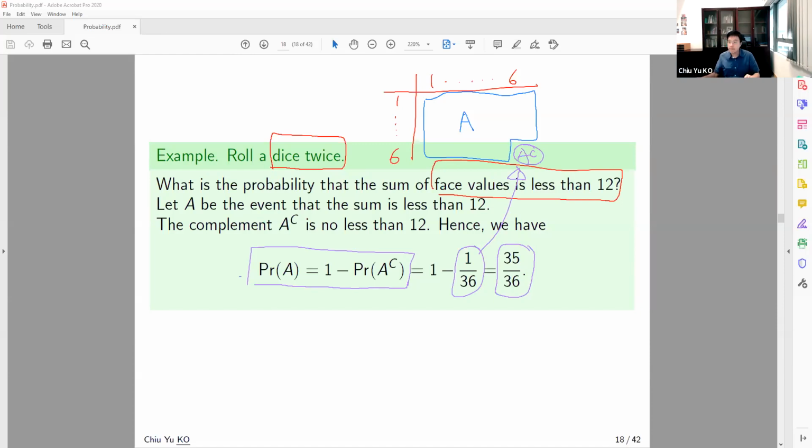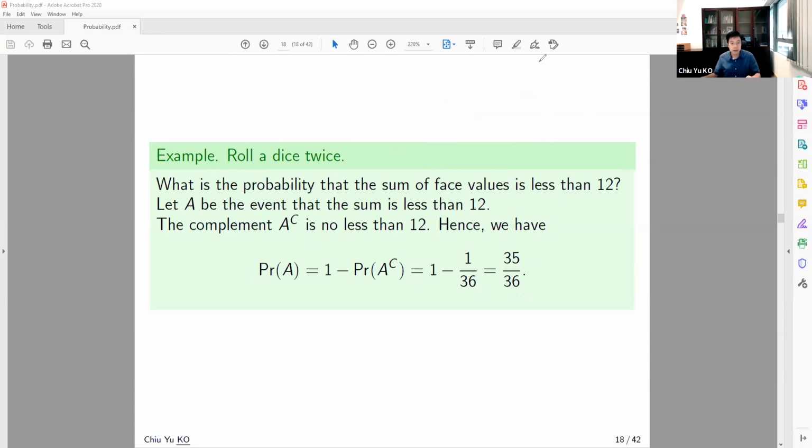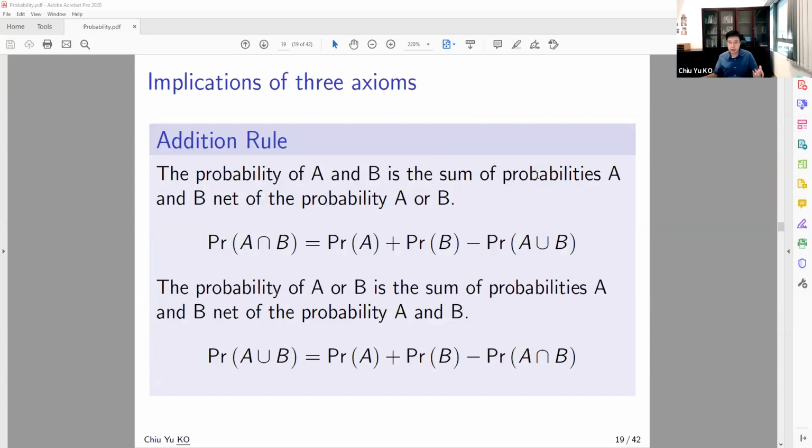Very good. Okay. If there is no problem, then we go to the next set of slides. Next slide. So this is another rule, what we call the addition rule. This addition rule also can be proved from the three axioms. There's an implication from that. But we're not going to prove it. We will just give it, but I will try to give you a graphical proof, a kind of graphical idea.